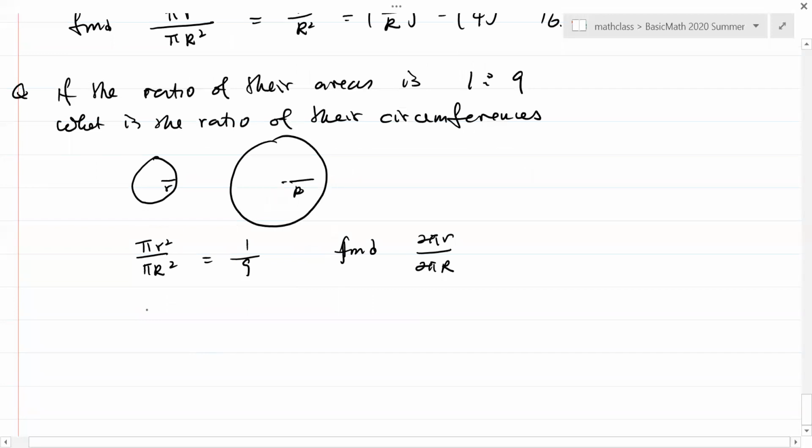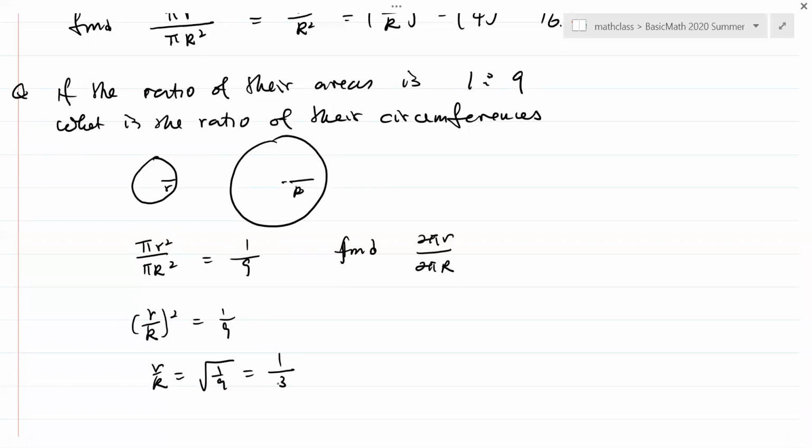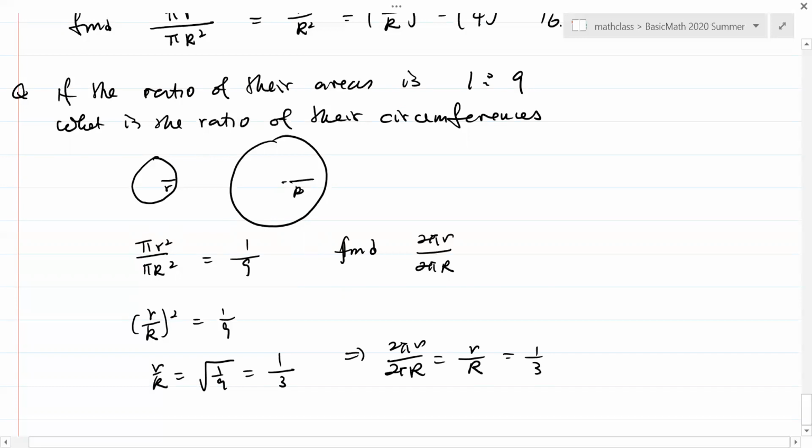Okay, so you get little r over capital R, and that squared is going to be 1/9. So that implies r over R is the square root of 1/9, and the square root of 1/9 is 1/3, because the square root of 9 is 3. On the other side, 2 pi r over 2 pi capital R is just little r over capital R, just the ratio of the radii. So that's why it's 1/3.